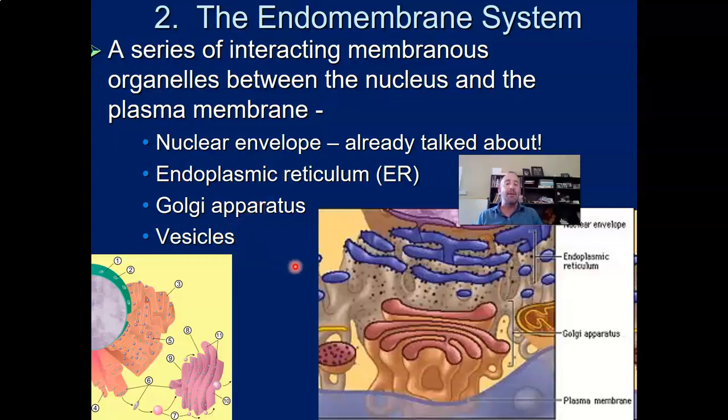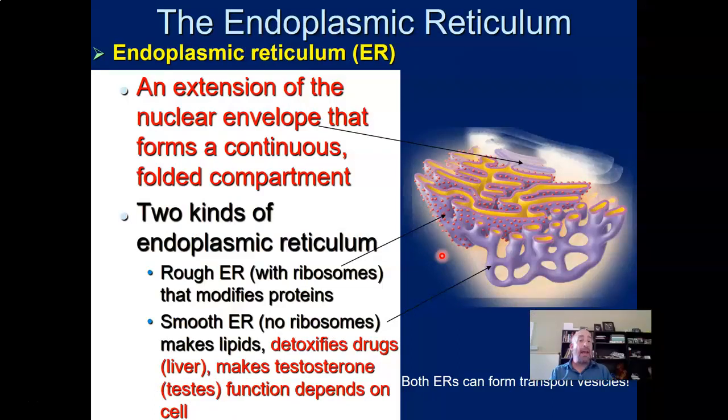And what the endomembrane system is, they are a series of interacting organelles between the nucleus and the plasma membrane, okay, or cell membrane. Okay, so we are starting with the endoplasmic reticulum. There are two kinds of endoplasmic reticulum. Rough endoplasmic reticulum has ribosomes, those little bumps. Those are ribosomes. And if you remember, those ribosomes are constructed in the nucleolus. Okay, if you remember the nucleus. So, rough ER has ribosomes on the surface of it.